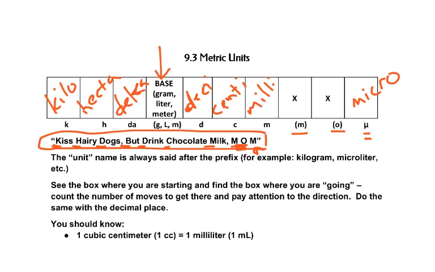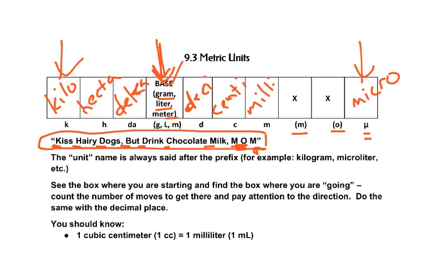So the unit is always said after the prefix. For example, we would say kilogram or microliter. And the base could be grams, liters, or meters. Grams is a measure of weight usually, liters is a measure of volume, and meters is a measure of distance.